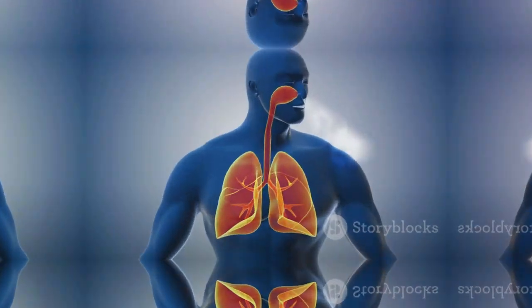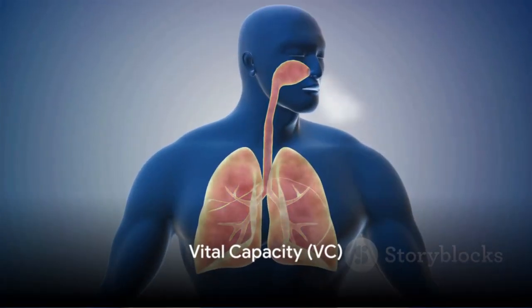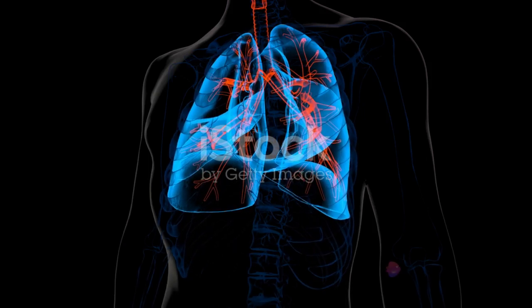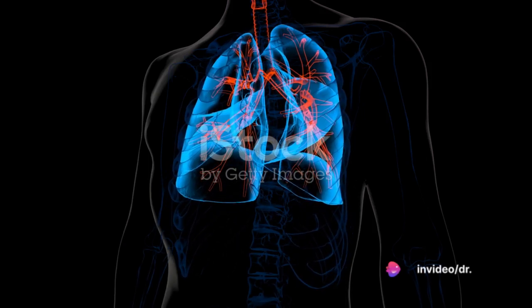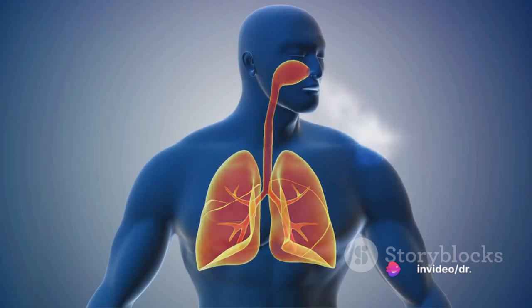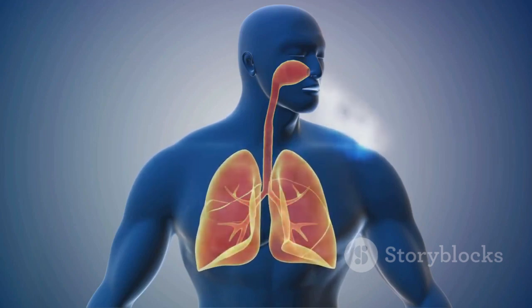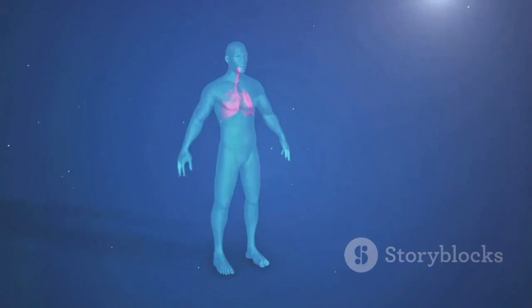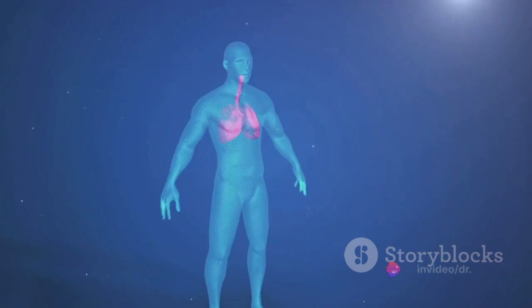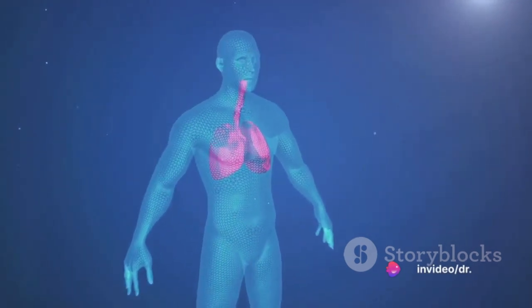Next, we have vital capacity, or VC. This is the volume of gas that can be exhaled with maximum force after a maximum in-breath. VC can be calculated as the difference between TLC and RV. VC is vital as it reflects the ability of the lungs to expand and contract and can be reduced in conditions like neuromuscular disease or lung fibrosis.